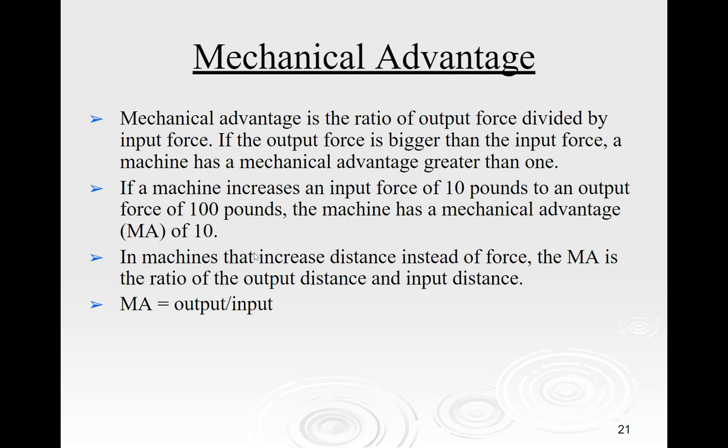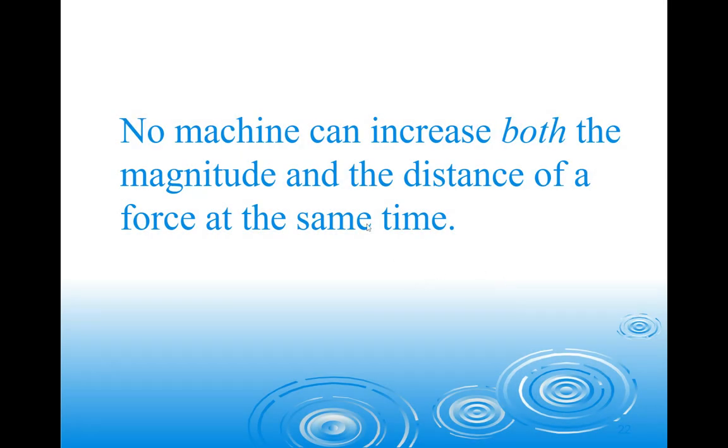Right? In machines that increase distance instead of force, the mechanical advantage is the ratio of the output distance and input distance. So the formula here for us to know: mechanical advantage is equal to output over input. No machine can increase both the magnitude and the distance of a force at the same time.